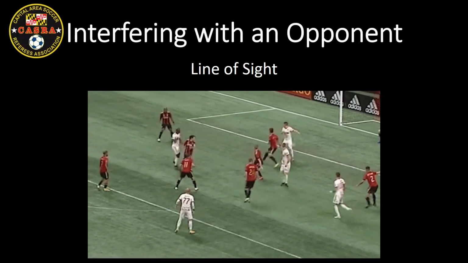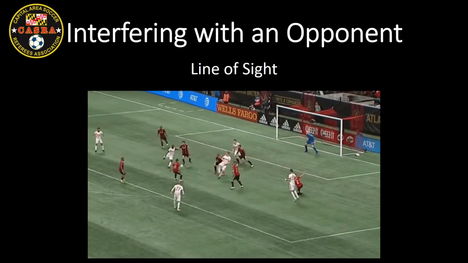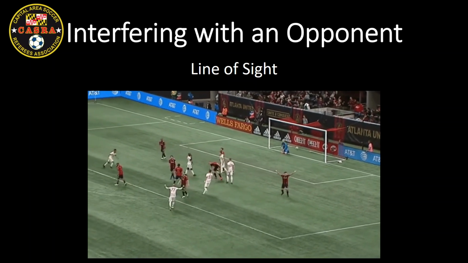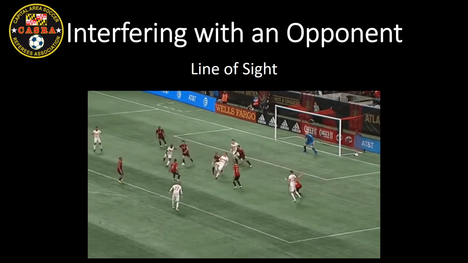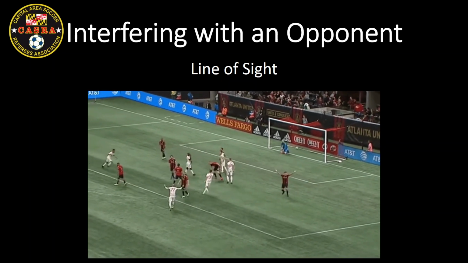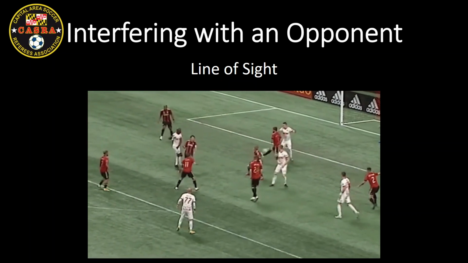Here we have interfering with an opponent's line of sight. When the player in white takes a shot, there's a player in white in the offside position that obstructs the goalkeeper's line of sight. Therefore, this is offside, no goal.